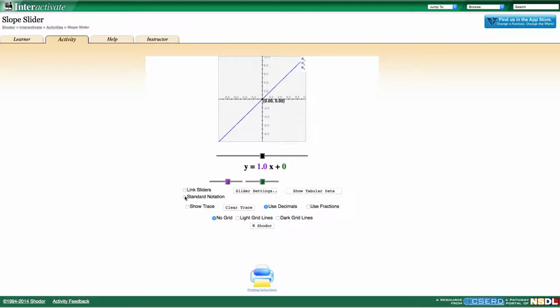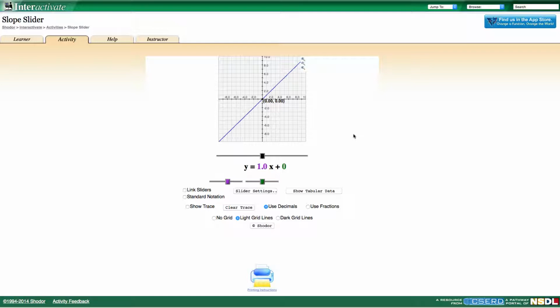That's what we want right now, is slope-intercept form. It has it set to use decimals. You could use decimals or fractions. That's up to you. I like having grid lines, so I would mark the grid lines. I think the lighter ones work better for me.